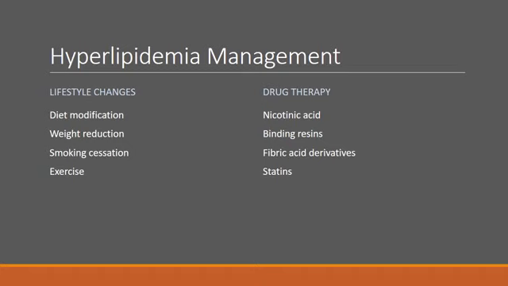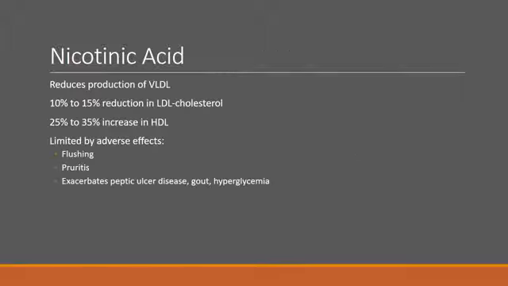Often, though, these lifestyle changes, while they can be effective, are just not as effective as potentially drug therapy alone, or certainly if we combine the drug therapy with the lifestyle changes, that's where we get the most bang for our buck. Some of the drug therapies we'll talk about include nicotinic acid, binding resins, fibric acid derivatives, and the last class is the statins. Those are some of the most commonly prescribed drugs that we see in the United States today. We'll start by looking at nicotinic acid.